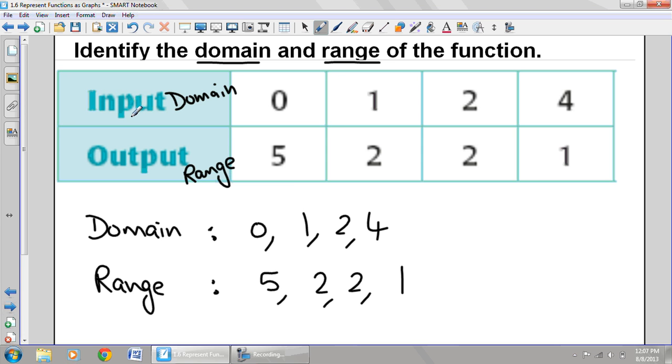Students, if you need to be confident on which one is the domain and which one is the range, try and think of something that you put inside is a domain. Something that comes out is the range. And in the alphabet list, D for domain comes before, R for range comes after.